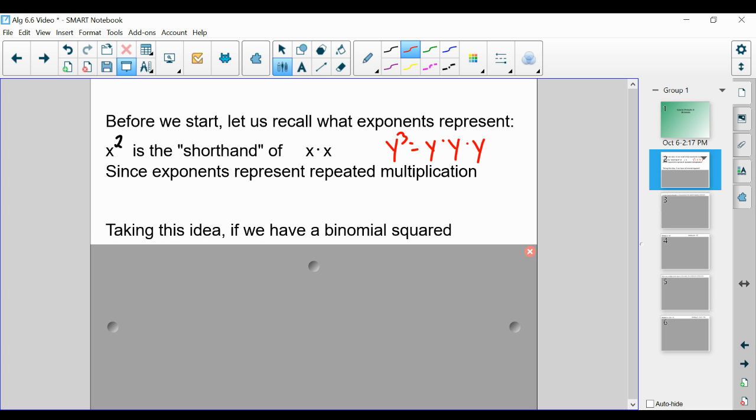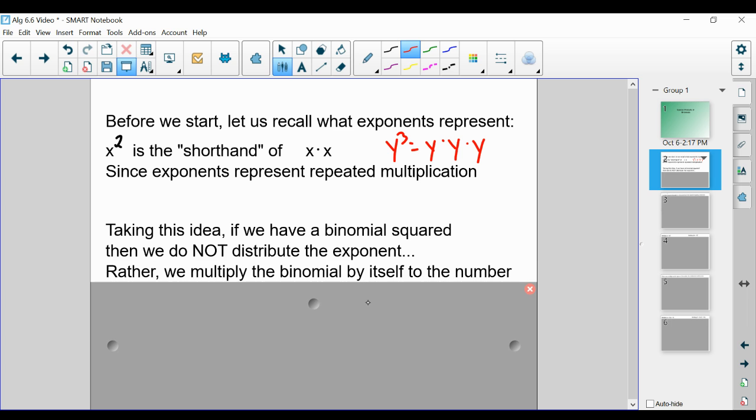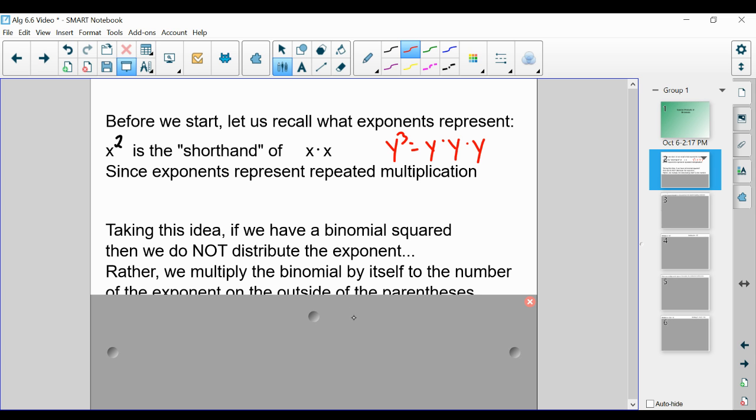Taking this idea, if we have a binomial squared, then we do not distribute the exponent. This idea here is a very common error for students, especially starting out. So if we can be aware of this error, it's going to help us not make it. And here's what I mean. Instead of distributing the exponent, we're going to multiply the binomial by itself the number of times of the exponent on the outside of the parentheses. That's a lot of jargon, and that's okay. We're going to go through an example to show what we mean.